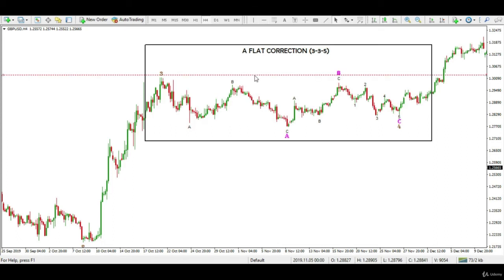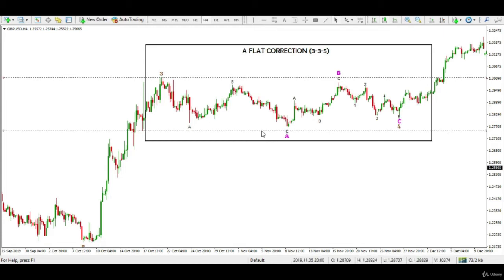One of the properties of a flat correction is that price oscillates between the support and resistance of wave A, and as you can see here, the correction never breached the support and resistance parameters of wave A.